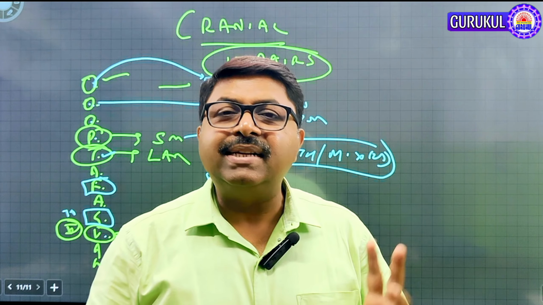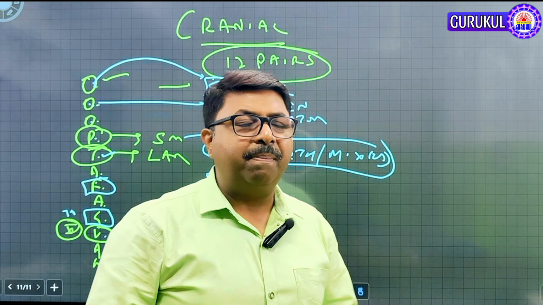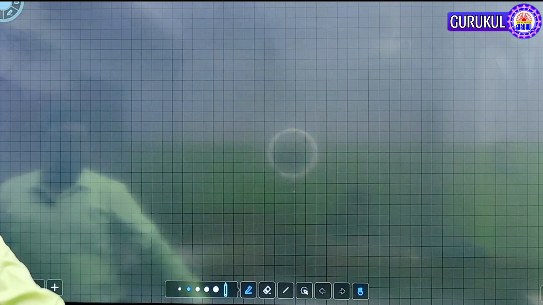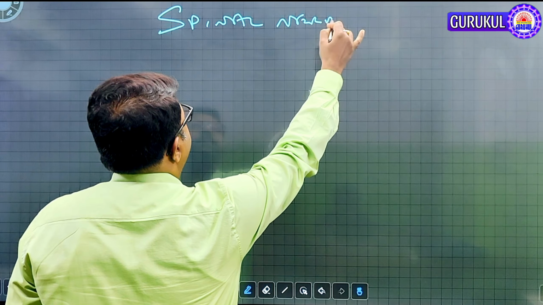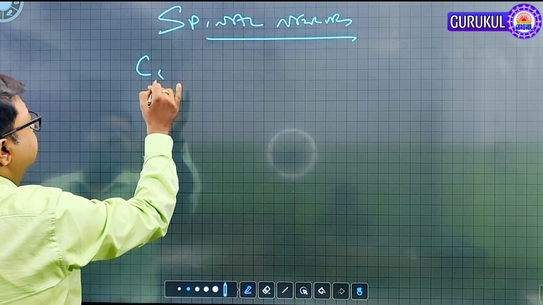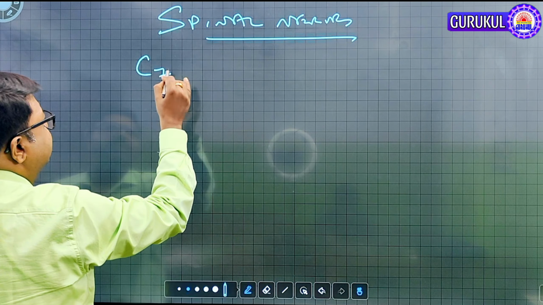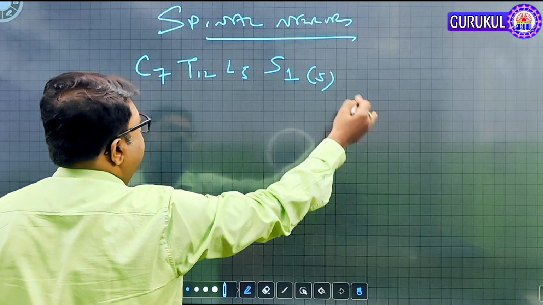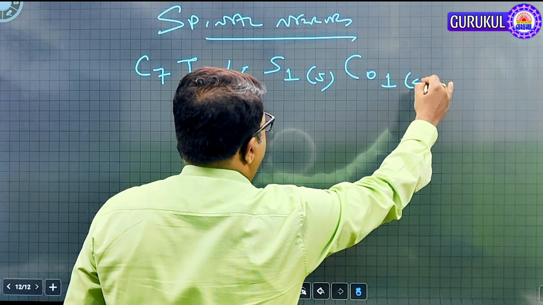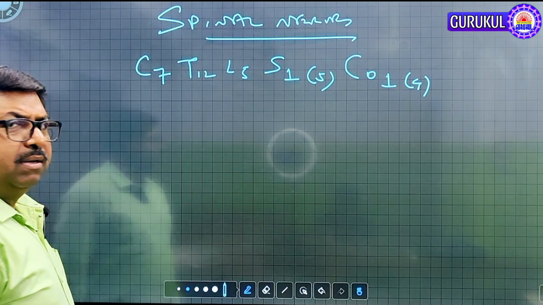What is left is spinal nerves. How many pairs of spinal nerves are there? 31 pairs of spinal nerves are there. And remember, this is C7. The vertebral column formula is C7, T12, L5, S1 (under bracket 5), coccyx 1 (under bracket 4). This is about the vertebral column formula.